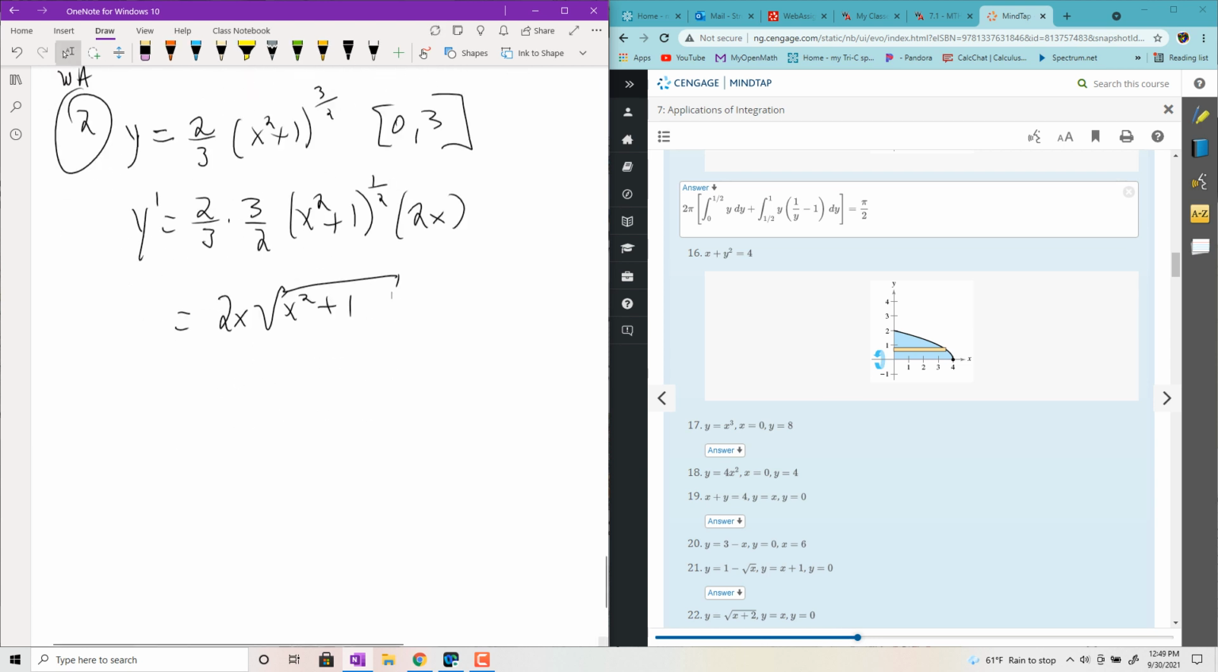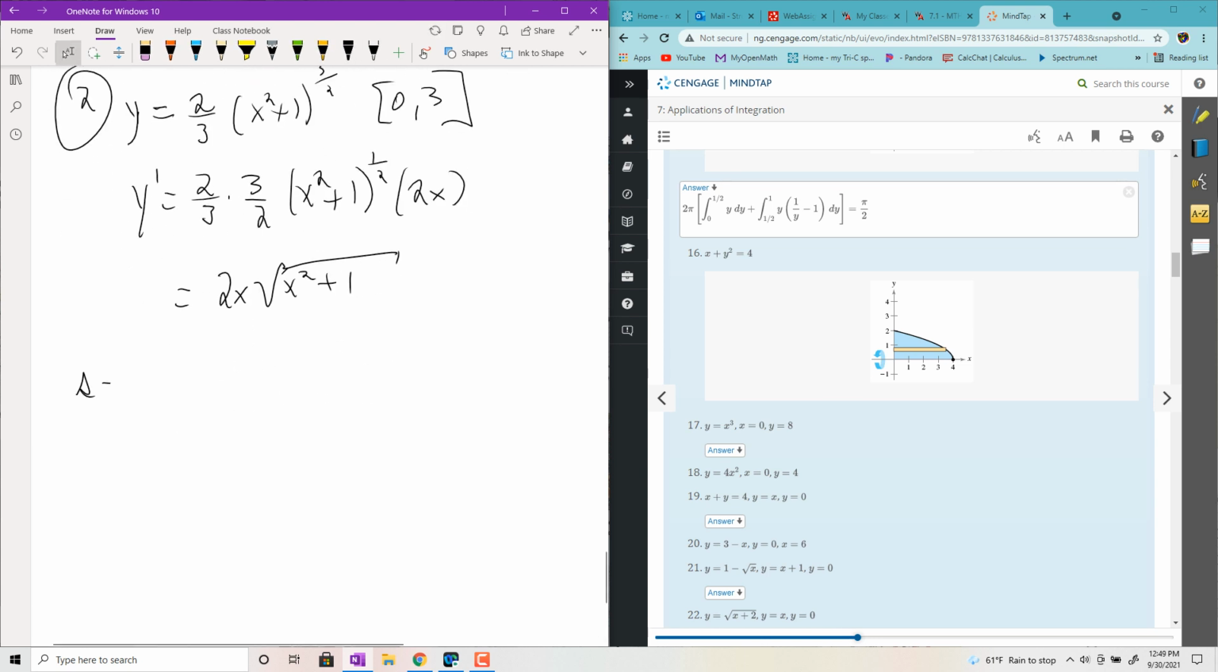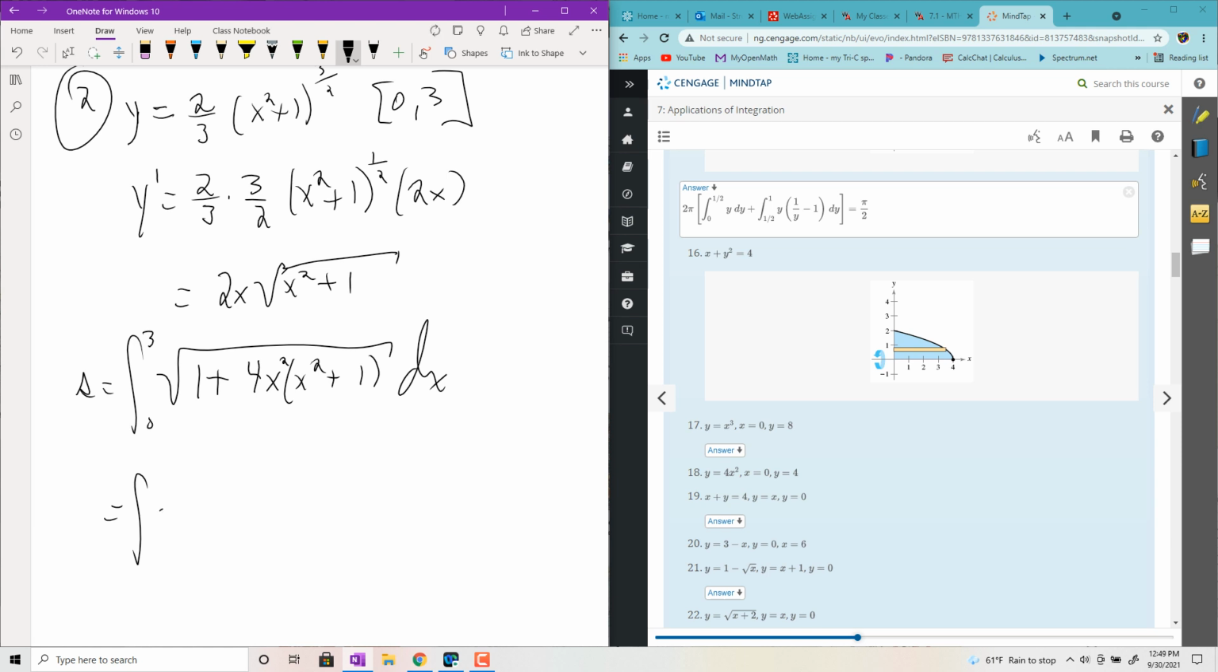Okay, then I'm going to dump it into my integral for arc length. So it's 0 to 3, the square root of 1 plus the derivative squared, so that's going to be 4x squared times x squared plus 1, dx. And you should be able to somehow get rid of the square root, okay? Through factoring, or in the trig problems using trig identities. Let's rewrite this then. 1 plus 4x to the 4th plus 4x squared.